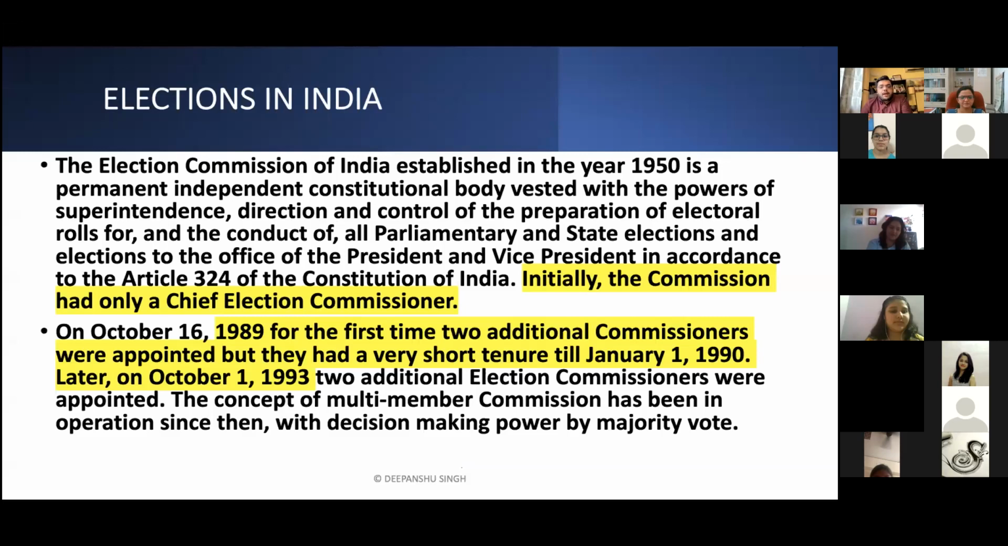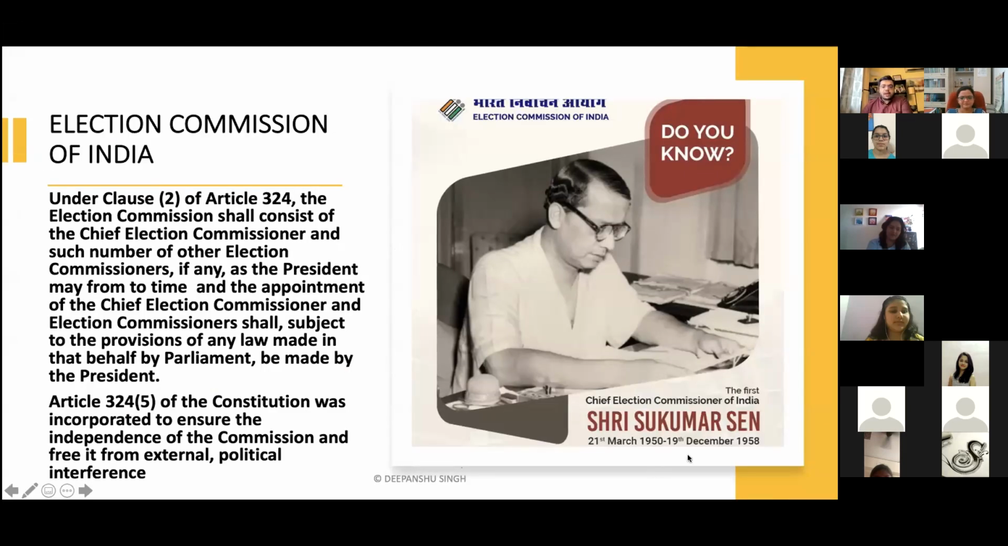Commission of India. So on October 16th, 1989, for the first time, 2 additional election commissioners were appointed, but they had a very short tenure till January 1st of 1990. And later on 1st October 1993, 2 additional election commissioners were appointed. So the concept of this multi-member commission has been in operation since then, with decision-making power by majority of votes. So right now we have 3 election commissioners. One is, of course, the Chief Election Commissioner, but all the decisions are taken through a majority vote.